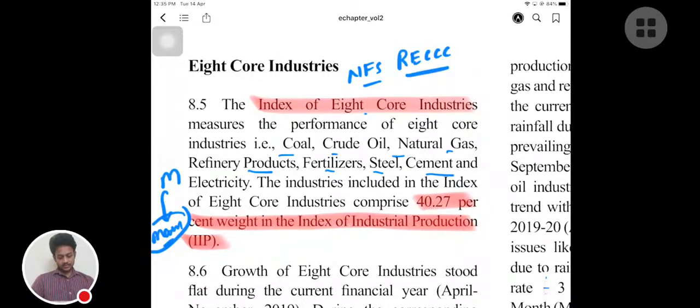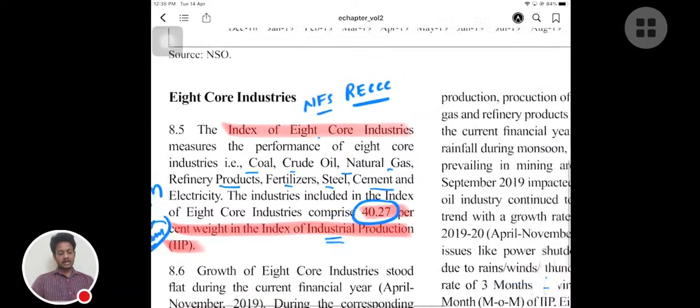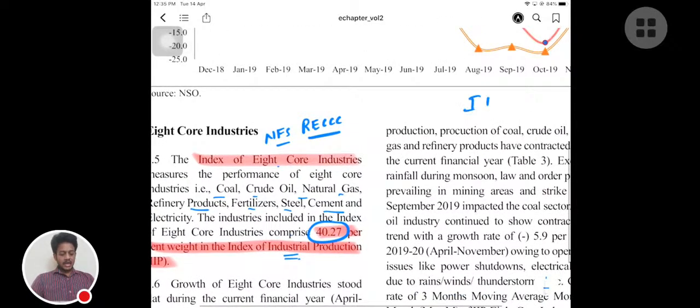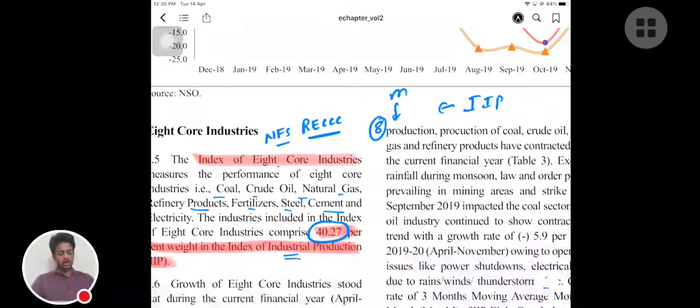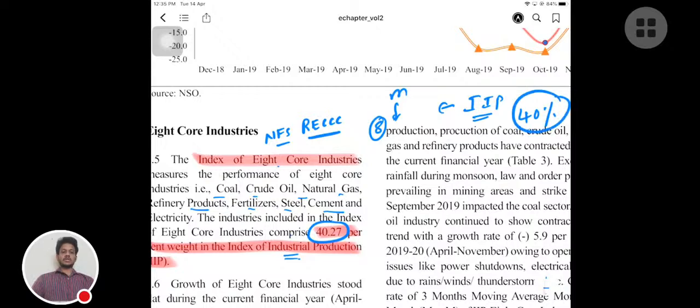The industries included in the index of 8 core industries comprise 40% of the weightage in the IIP, which simply means that in the IIP, under the manufacturing part, the core industries' weightage out of this IIP is 40%. That is what you should remember. This is where people get confused. No need to be confused here.